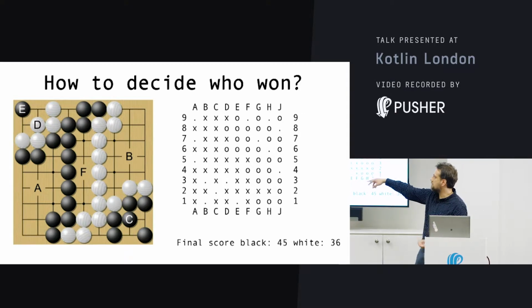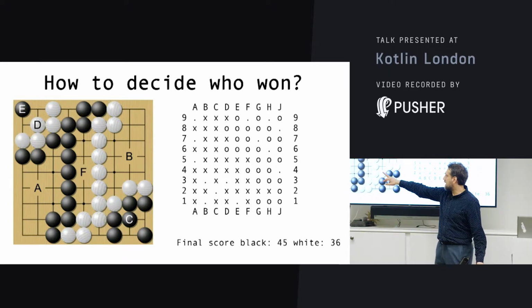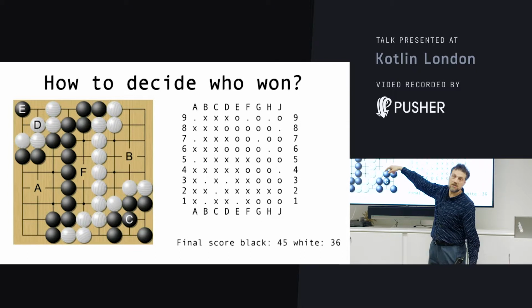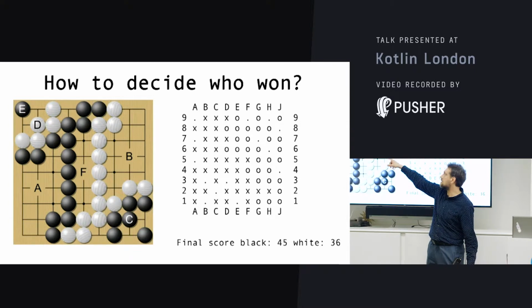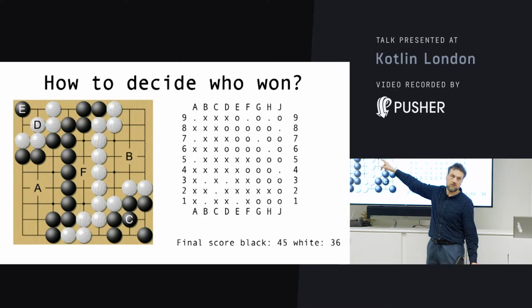So, for example, if this was played, black would have the A part, these 2 in the C, and also the D white stones are actually dead. Because from this position, there is no way that white can save those stones.